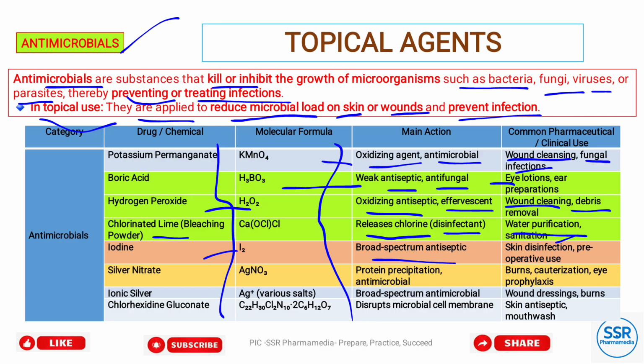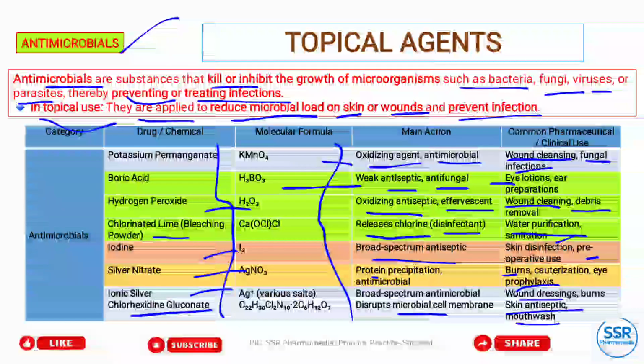Silver nitrate acts as a protein precipitation antimicrobial agent, and it's mainly applied on burns and cauterization, eye prophylaxis. And ionic silver is a broad spectrum antimicrobial. It is used in wound dressings and burns. And chlorhexidine gluconate disrupts the antimicrobial cell membrane, and it is used as a skin antiseptic and mouthwash.